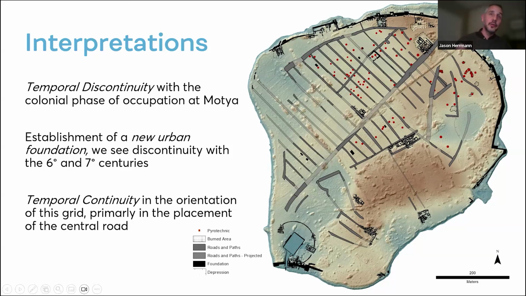So we can see continuity with the past and also some discontinuity with the past. But the placement of the central road, while not a Punic feature, is anchored on Punic foundations.